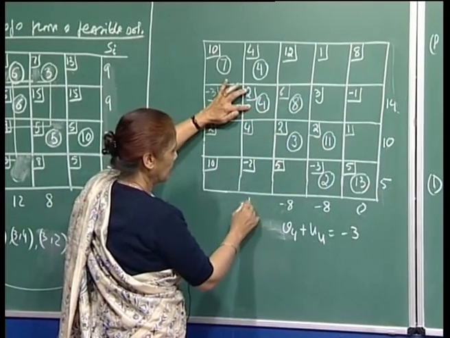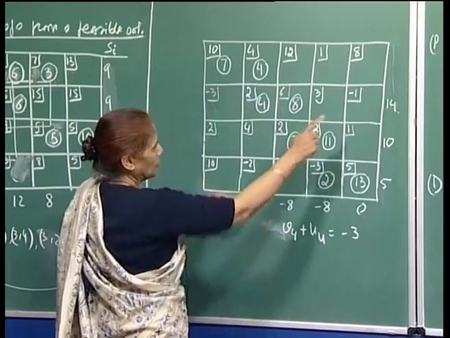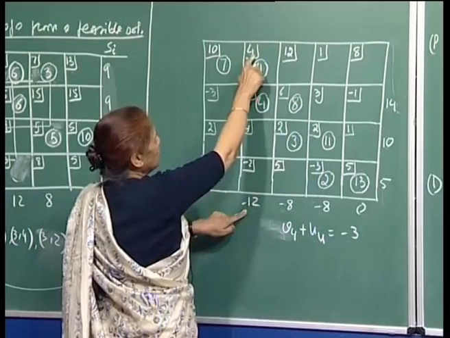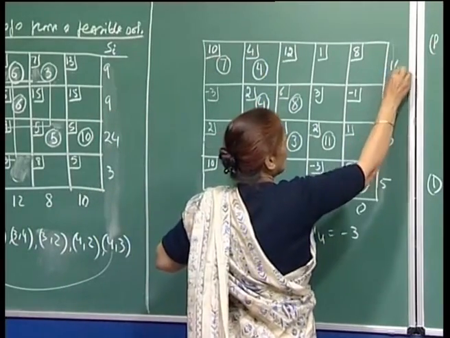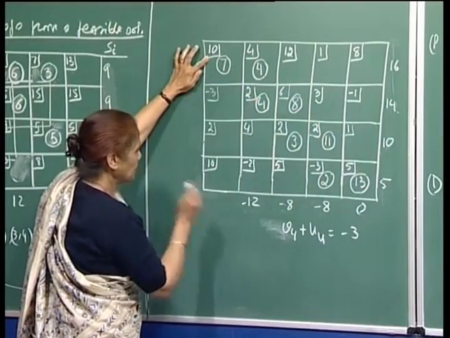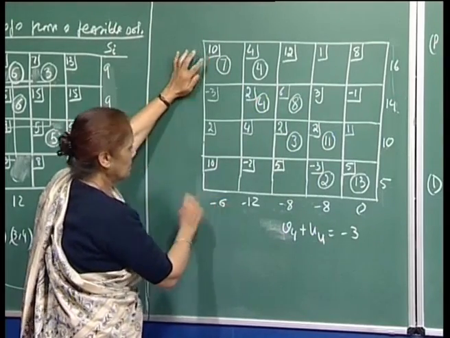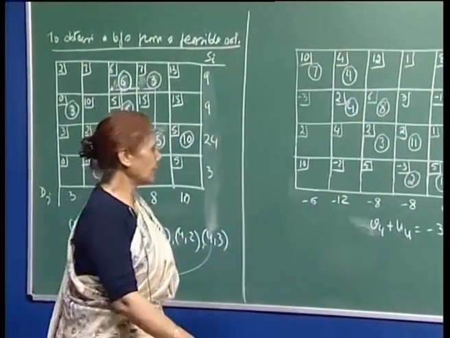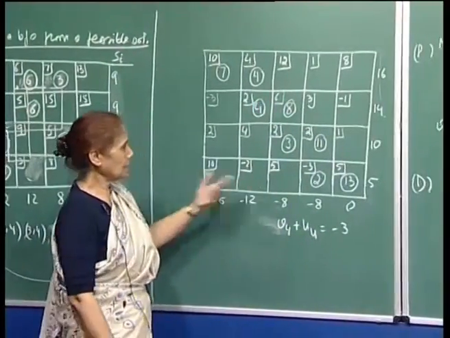Minus 12, yes, because 14 plus minus 12 will be 2. So this is minus 12, this is 4, so this must be 16, and if that is 16, this is 10, so this must be minus 6. So the backward substitution method gives you an easy way to compute the dual solution.